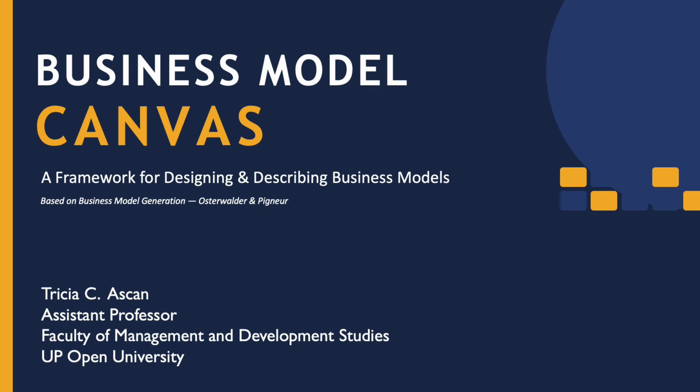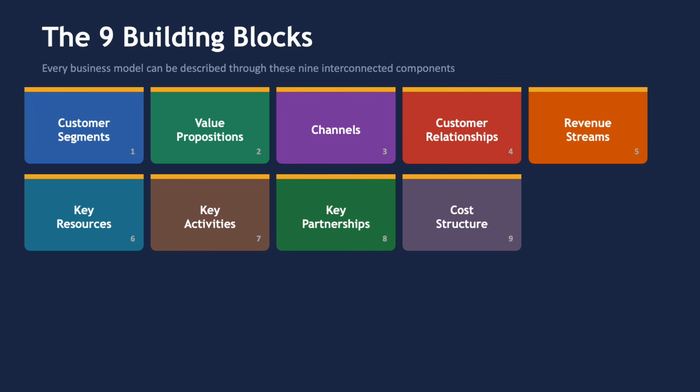The Business Model Canvas is a simple but powerful tool used to understand how a business works. Entrepreneurs can map out their entire business on a single page. It helps in clarifying how value is created, who the customers are, and how the business earns revenue. Every business model can be described through these 9 interconnected components. Together, they tell the complete story of how an organization creates, delivers, and captures value.